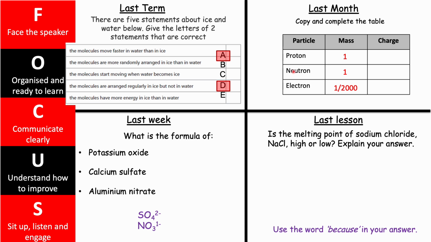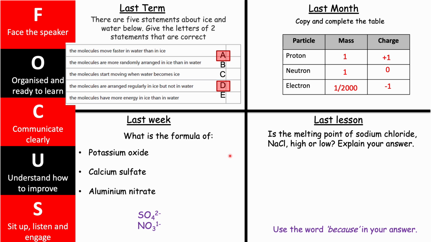In terms of charge, we know protons are positive and they have a +1 charge. We know neutrons are neutral overall, so they have a charge of 0. And we know electrons, therefore, must be the negative particle, so they have a charge of -1 because they are equal but opposite to the charge of a proton.